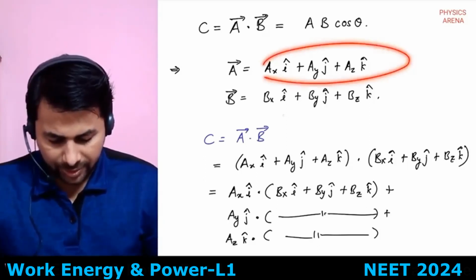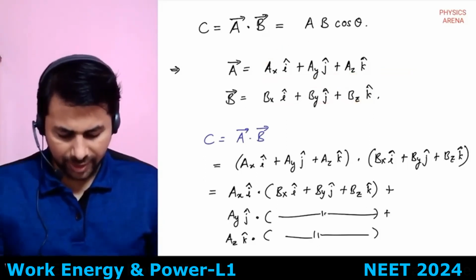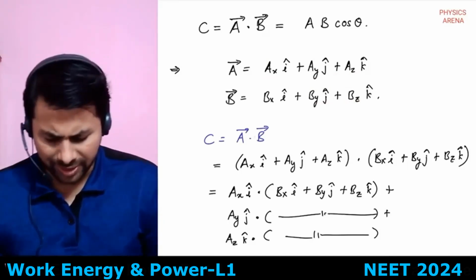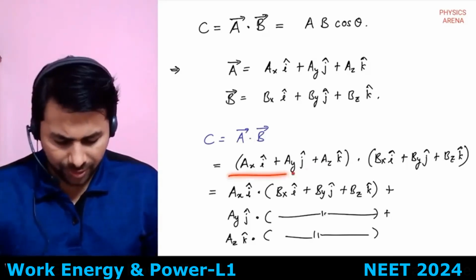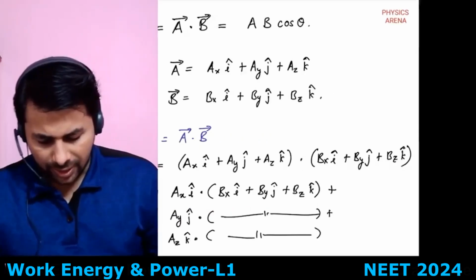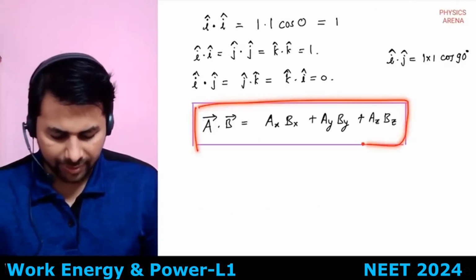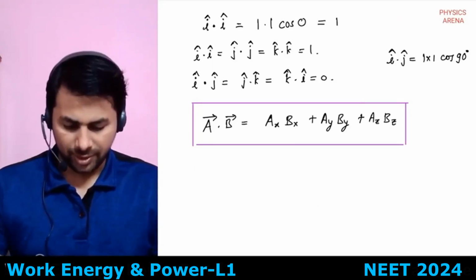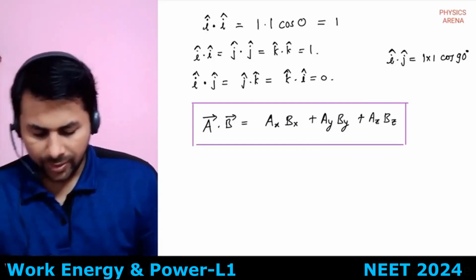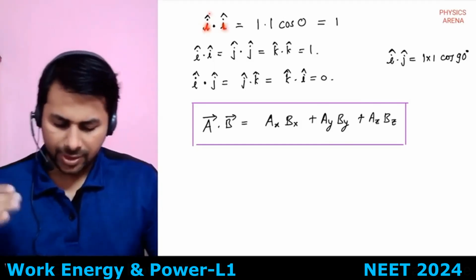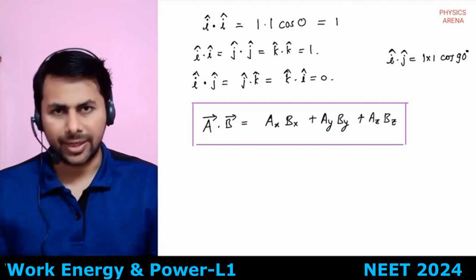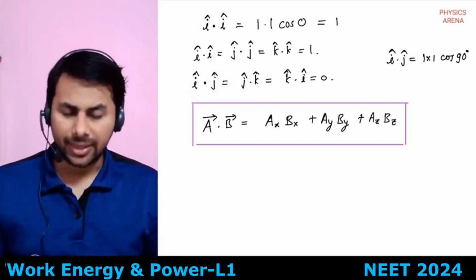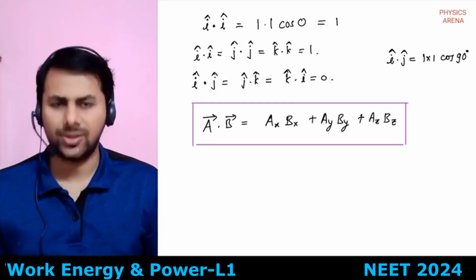Now if you write A like this, B like this, and take the dot product, the scalar product is also called the dot product of two vectors because it is represented by a dot. If you take the dot product, ultimately you get this formula: A bar dot B bar is equal to AxBx plus AyBy plus AzBz, because you will have i cap dot i cap equals j cap dot j cap equals k cap dot k cap, which is equal to 1, and i cap dot j cap equals j cap dot k cap equals k cap dot i cap equals 0.